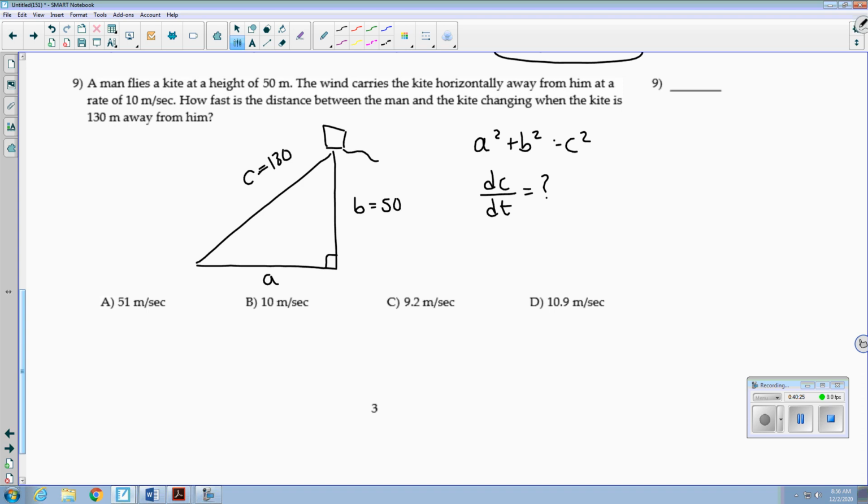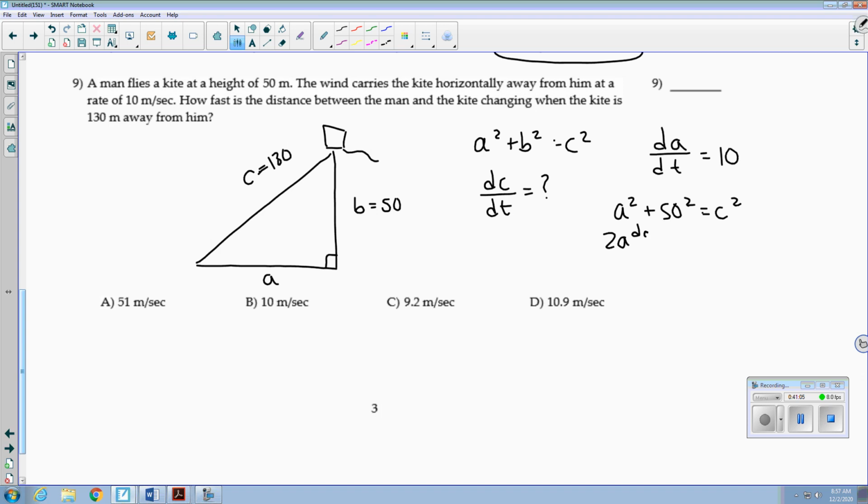This thing's going to be 50 meters high, and it carries him horizontally away at a rate of 10 meters per second. So it's moving away from him, so the horizontal distance is increasing. So the rate of change of A, the rate of change of that horizontal distance, because it's growing in length, is a positive value. dB dt, it looks like the height's going to remain constant in this problem, so our dB dt is 0. So we can plug in a constant value before our differentiation. A changes, of course, and c is obviously changing as it moves away, c representing the distance between him and the kite.